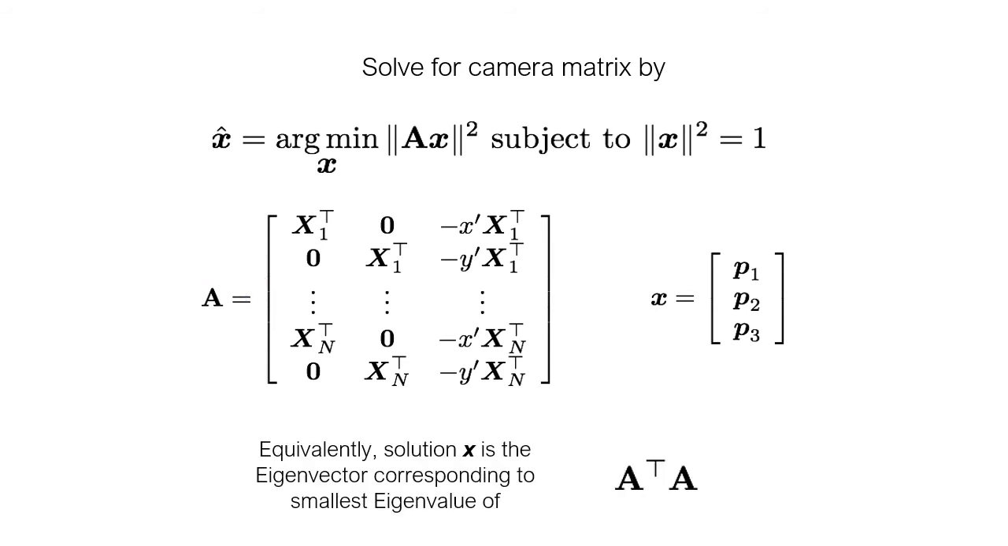Equivalently, the solution x is the eigenvector corresponding to the smallest eigenvalue of this A transpose A. So we can use SVD or eigenvalue decomposition, but usually the estimation of eigenvectors and eigenvalues is more computationally costly. So usually we use SVD to solve this Ax equal to 0 equation.